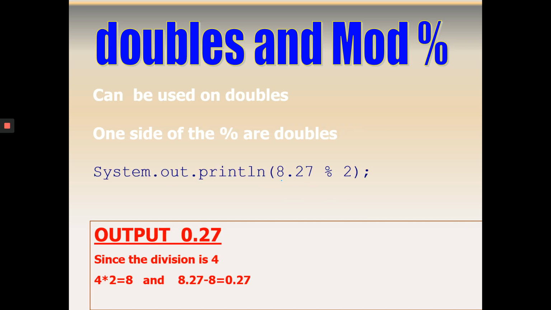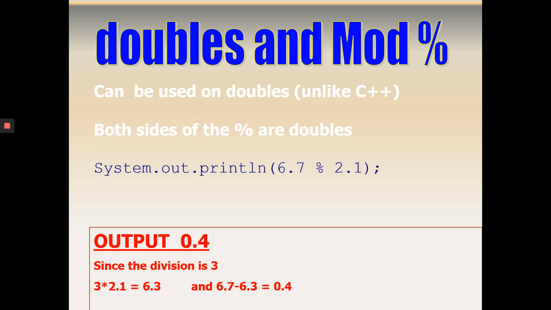Okay, same thing here. 2 goes into 8 4 times, and so that will give you 8. If you take away 8 from here, you get 0.27. And there's another example. This is a little bit harder because you have to figure out how many times 2.1 goes into 6.7. Hopefully you can figure out it's 3, and then you just subtract them. So there are some examples.